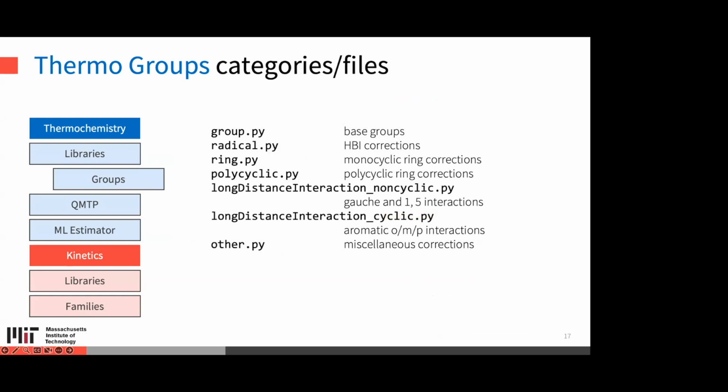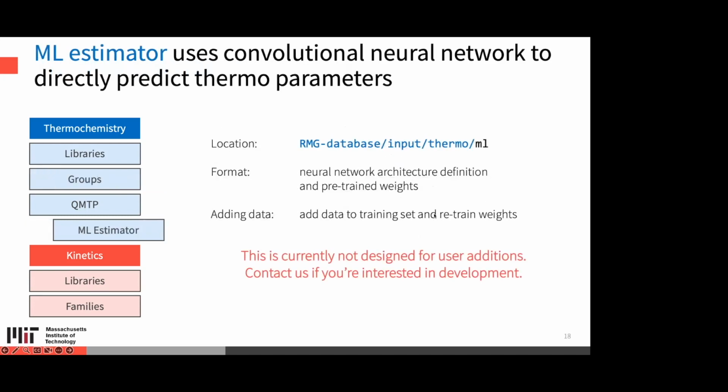Okay, cool. And then there's a few different categories of groups that are used to make the thermal estimate. We have our base group, but then there's separate groups for radicals, rings, polycyclic, et cetera. You can find more information in those files in the source code. And then this would be the file path to the ML estimator. Like we said before, if you wanted to add new data, you would have to retrain the model to incorporate that data into the model weights. So probably contact us if you're interested in doing that type of approach.